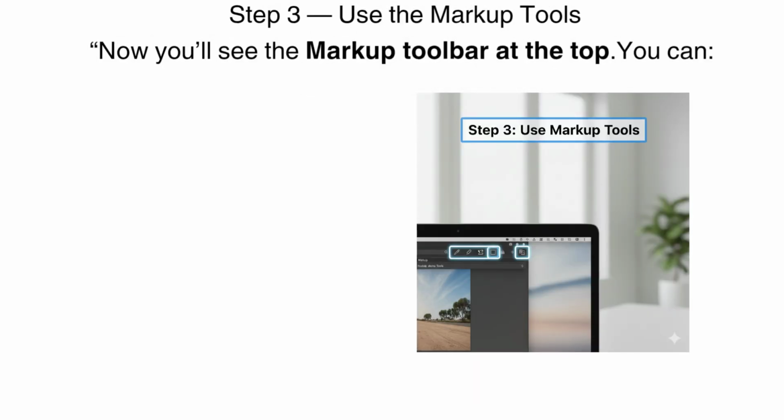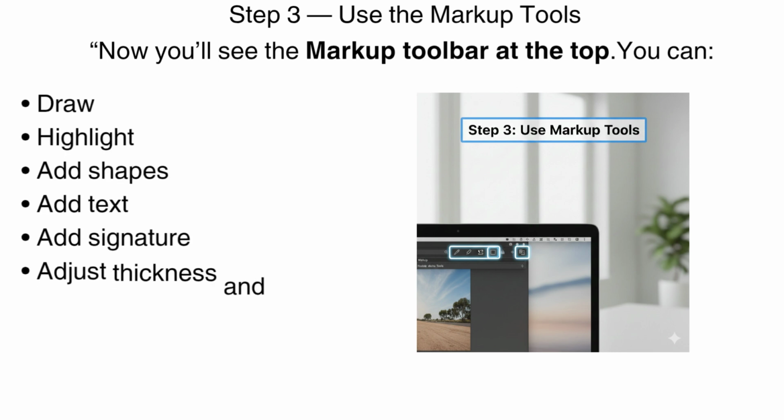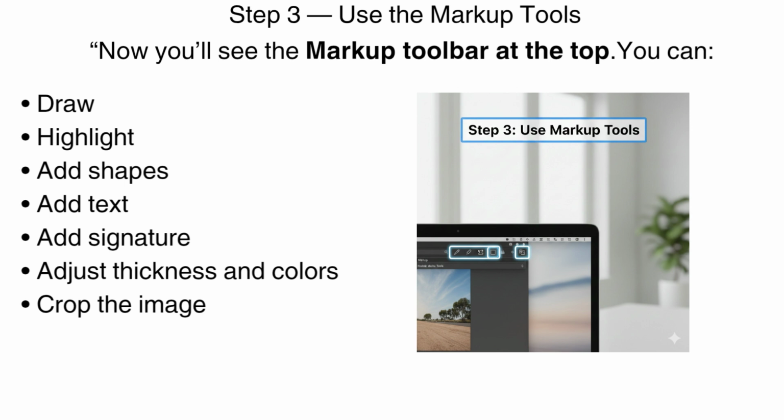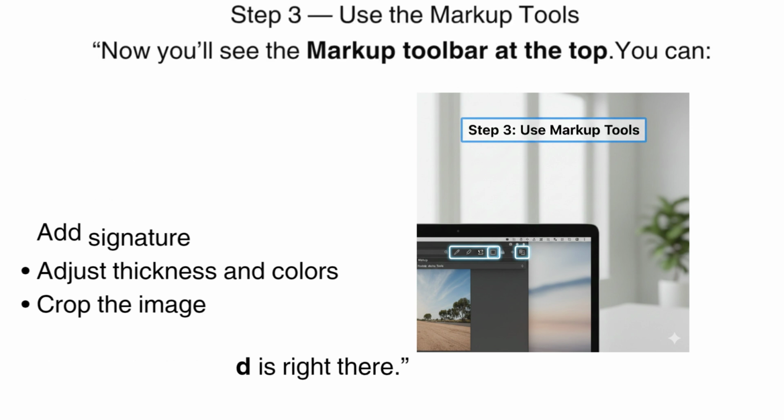Step 3. Use the markup tools. Now you'll see the markup toolbar at the top. You can draw, highlight, add shapes, add text, add signature, adjust thickness and colors, crop the image. Everything you need is right there.